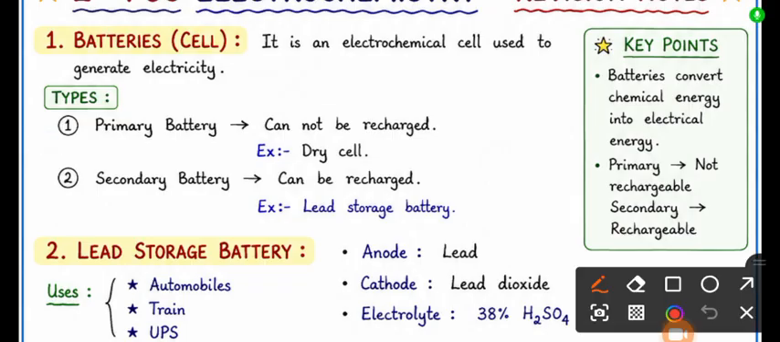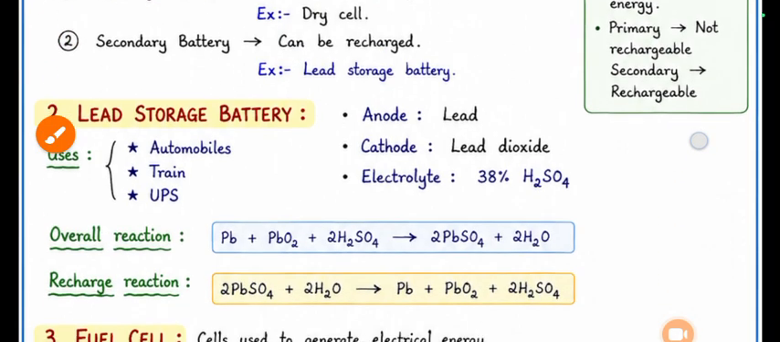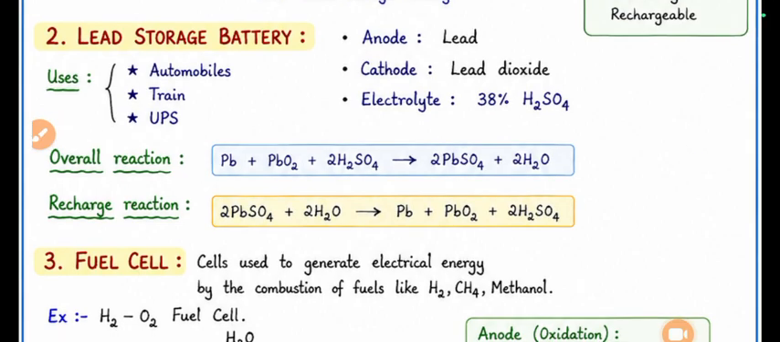Next, for 2 marks, they will ask the definition of battery and the types of battery. There are two types of battery, primary battery and secondary battery. Primary battery cannot be recharged and secondary battery can be recharged. One of the secondary batteries, the lead storage battery, is important for the exam.